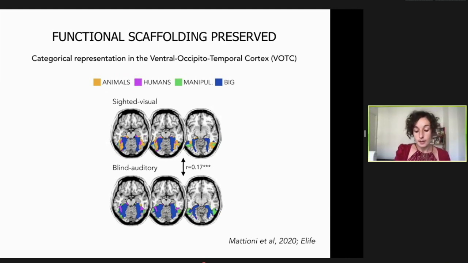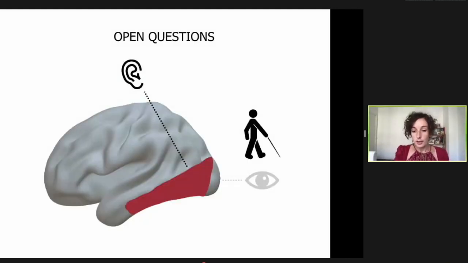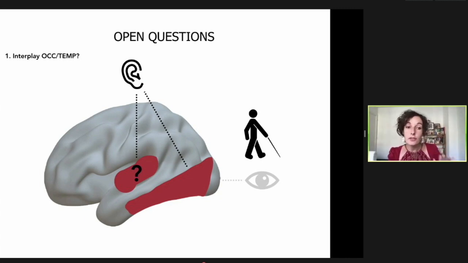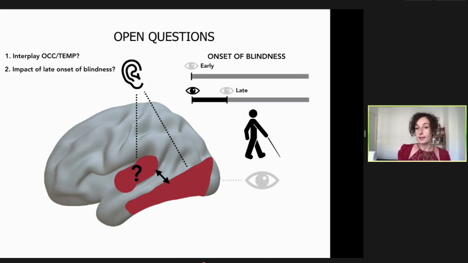However, there are still some crucial questions that are unanswered. First of all, if VOTC starts to process sound in blind, what happens in the temporal cortex, a region that we know is devoted to the same kind of process? And how would the interplay between the occipital and the temporal region change in blind people? And second question, how can the onset of blindness impact the reorganization of the brain?